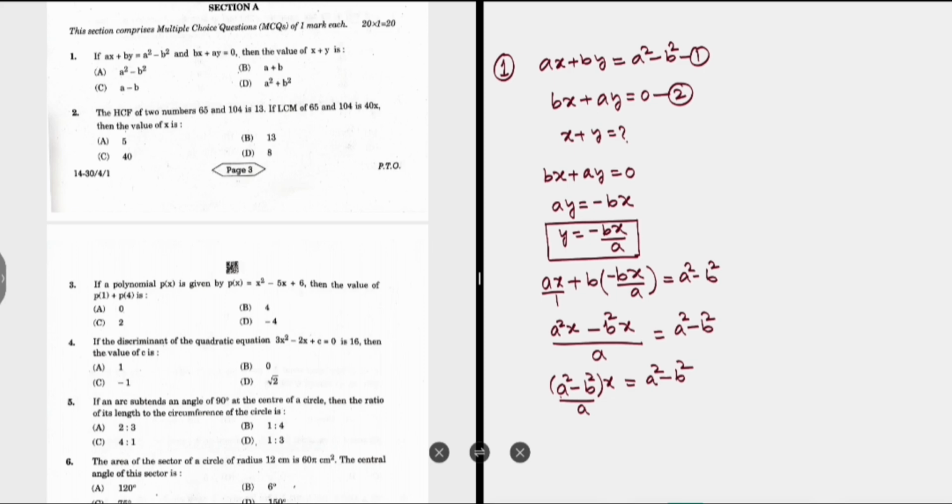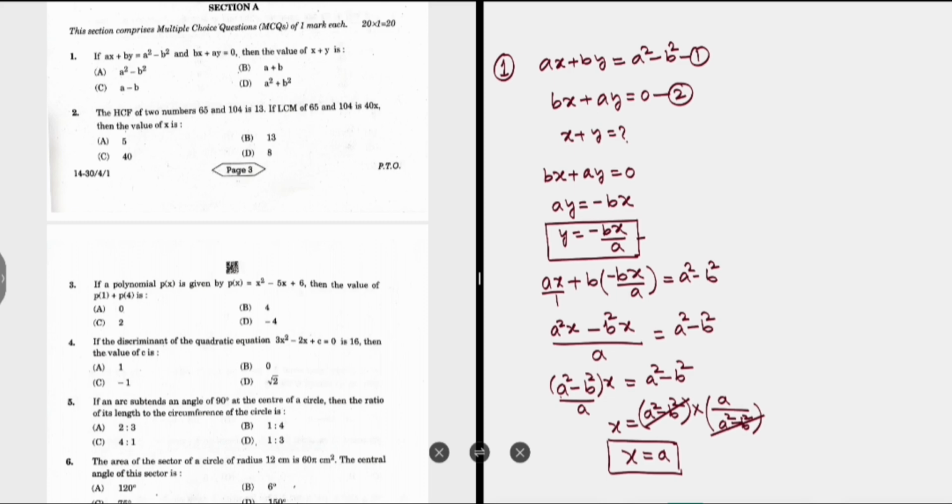Now to get the x value, we have to transpose this a square minus b square by a to that side. Then we get x is equal to a square minus b square into a by a square minus b square. So this a square minus b square by a will become a by a square minus b square. Now these two will be cancelled here. Finally we get x is equal to a. We got the value of x is equal to a.